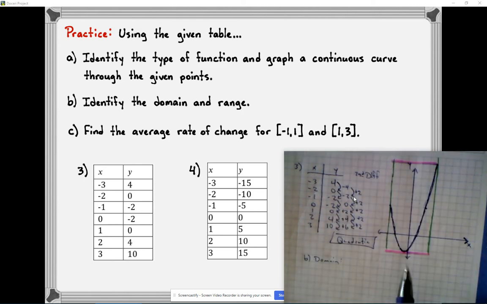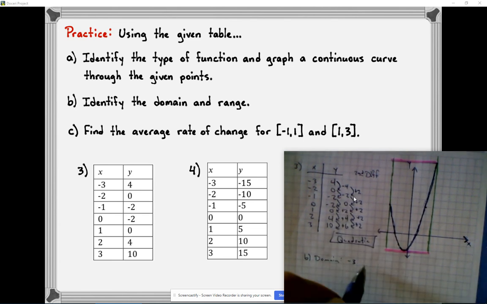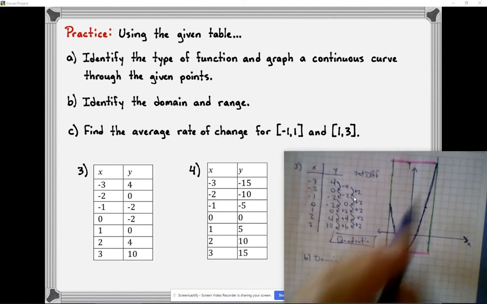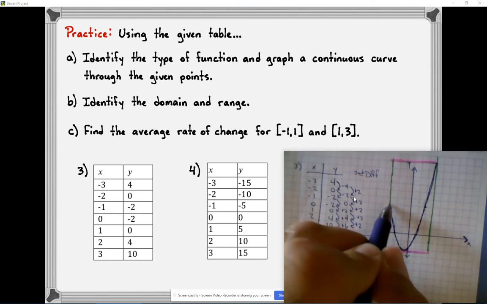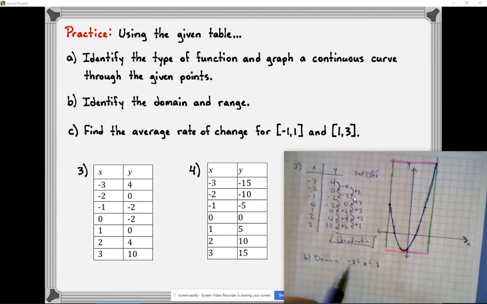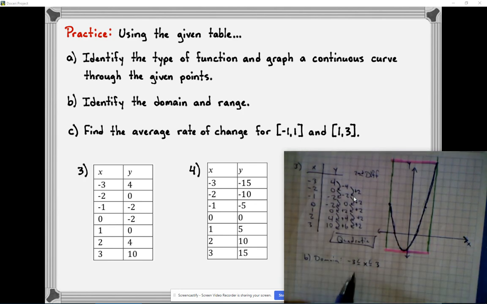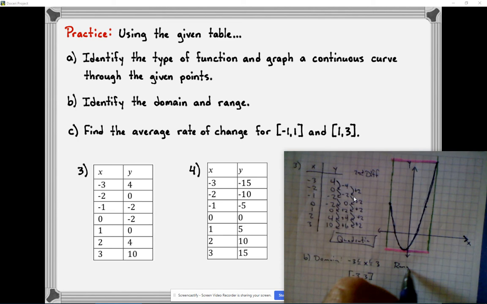The domain is left to right. So how far to the left do we go? Well, we went to negative 3 for x. How far to the right did we go? We went to 3. So from negative 3 to 3, that's where this box is at. We're going to put less than or equal signs here, because these points exist. If you're going to write interval notation, it would be a bracket, negative 3, comma 3. So that's our domain.